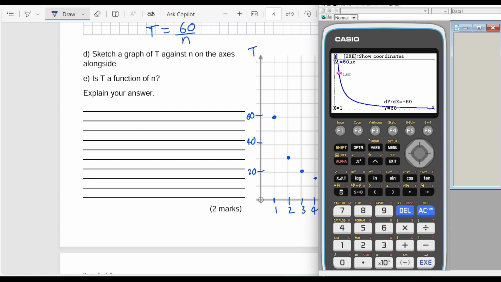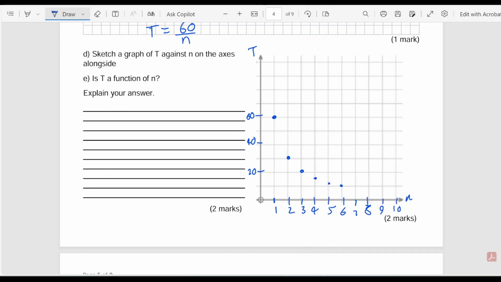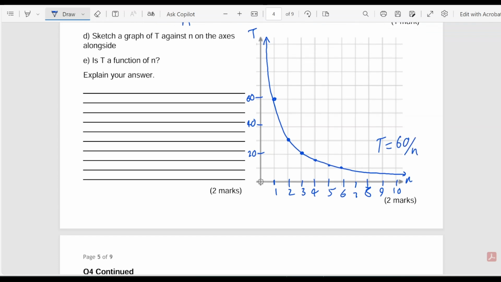If you want to get any point, you can go shift trace and go 5, and you'll get 12, for example. If I go trace at 6, I should get 10 as the y value, which would be my next point across that I need drawing. Anyway, draw arrows. Connect up your dots to make a lovely hyperbolic function. And then we need to label it with the equation, t equals 60 over n. So that's everything you need for the marks there.